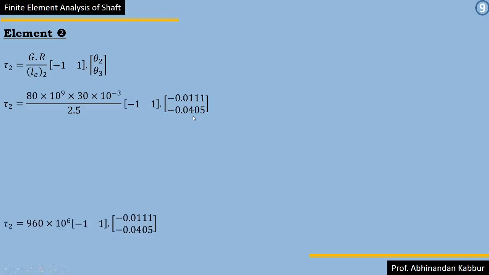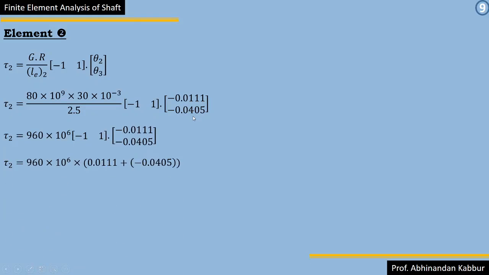So these are the values. After simplifying this, I get tau 2, the shear stress in the second element, as minus 28.22 into 10 to the power of 6 Newton per meter square, nothing but minus 28.22 megapascal. That is the shear stress. If you remember, I got the same thing in mechanics of materials.